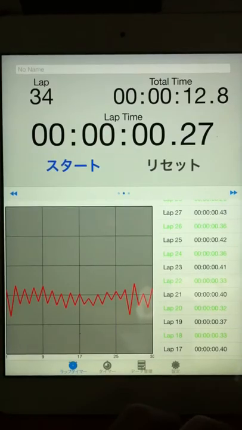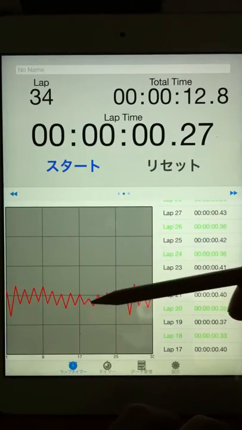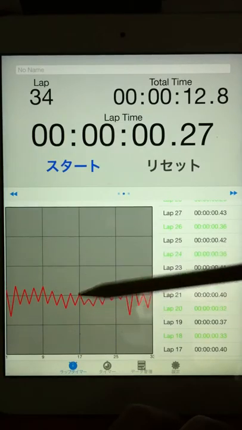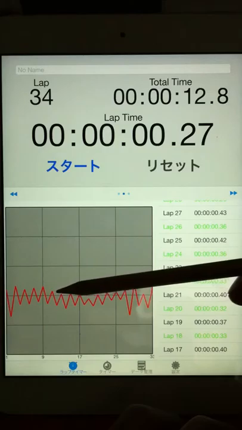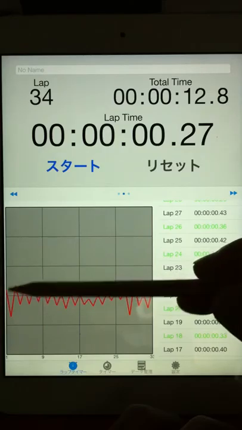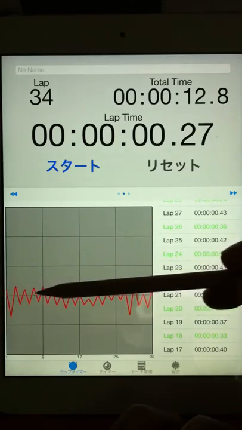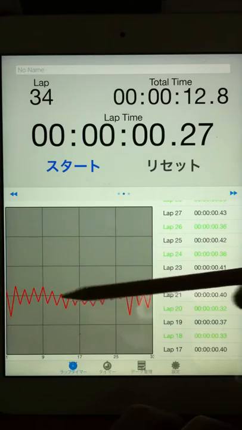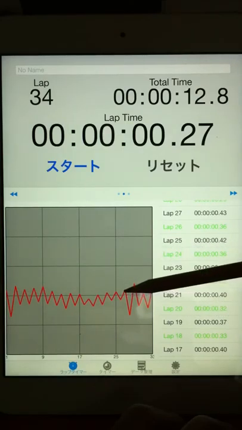Difference is 5. 5 divided by 7.5, 7%. 7% bounce. Fairly regular bounce and stronger.